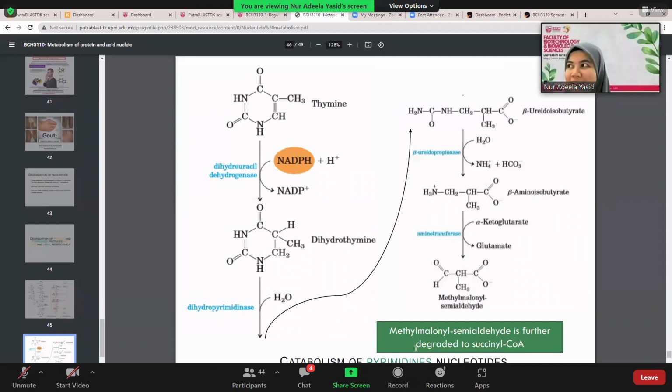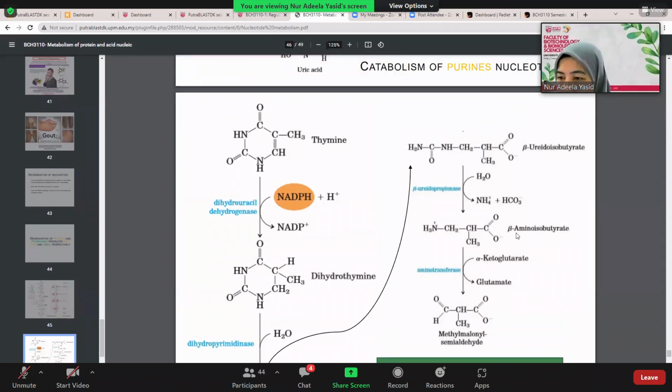Okay. Nampak tak? There is interconnection between all metabolism, protein ke, lipid ke, it will go back, okay, to your TCA cycle. Dia akan kembali, dia akan produce amino acid, okay, TCA cycle punya intermediate. Alright, nampak tak dekat sini pun you dah ada amino isobutyrate.